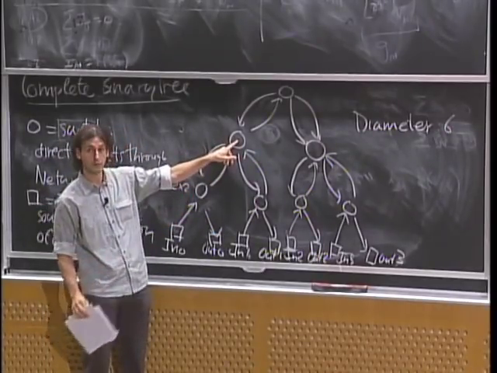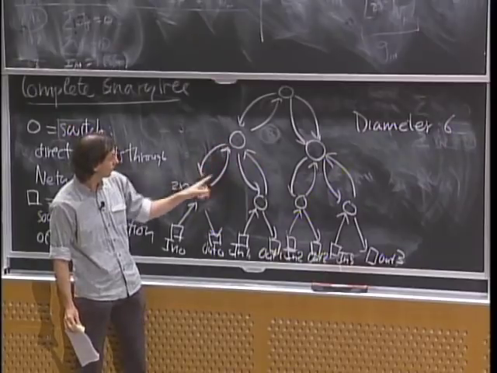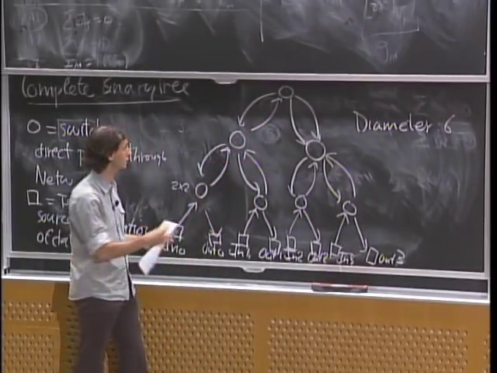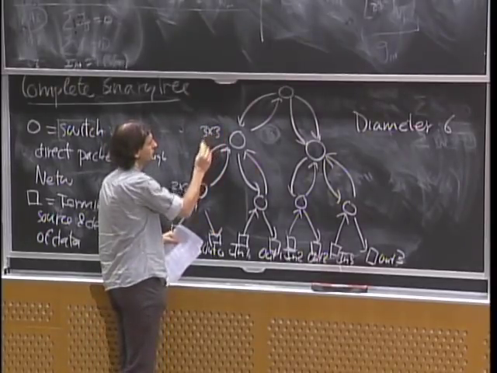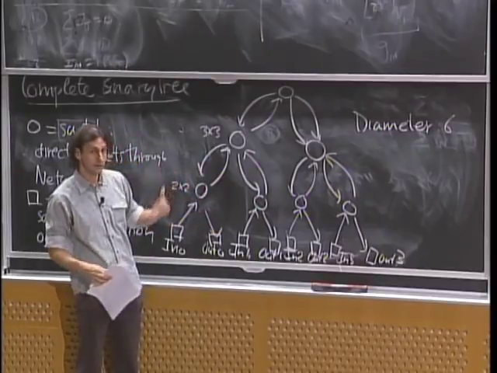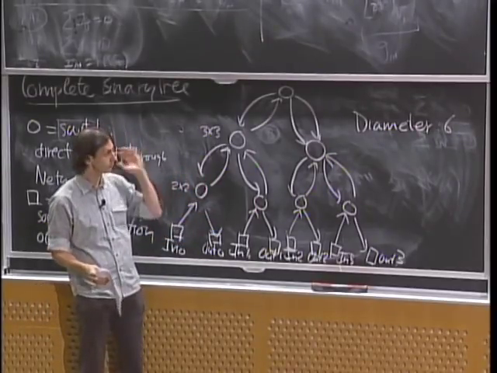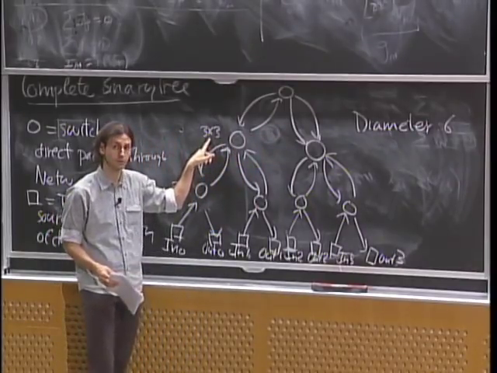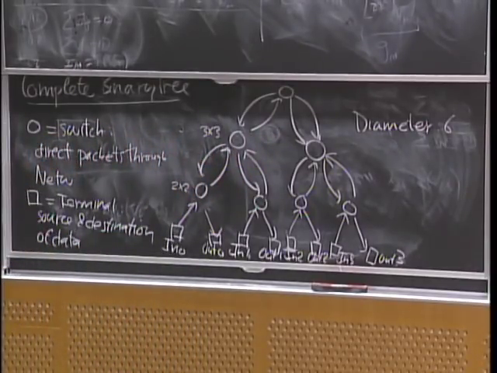But if you look at this one, for example, we see 1, 2, 3 outgoing edges and 3 ingoing edges. So this is actually a 3 times 3 switch. And in a general binary tree, we will see that all these intermediate nodes over here are all 3 times 3 switches. So approximately half of the switches are actually 3 times 3 switches. So that's a switch size.